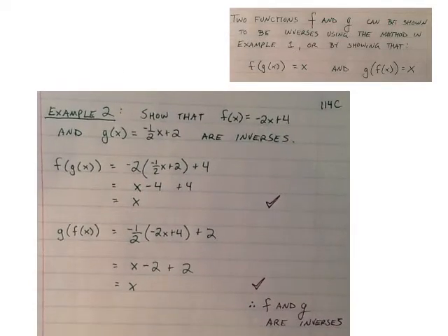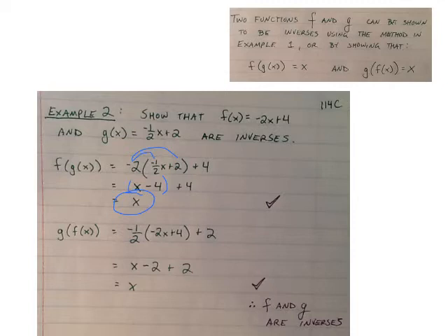Show that f of x equals negative 2x plus 4 and g of x equals negative 1/2 x plus 2 are inverses. First I evaluated f of g of x. I plugged my g equation in for the variable of my f equation, and I went through the process of distributing the negative 2 in. That gives me x minus 4, and then I simplify that all out and I find the answer is x.